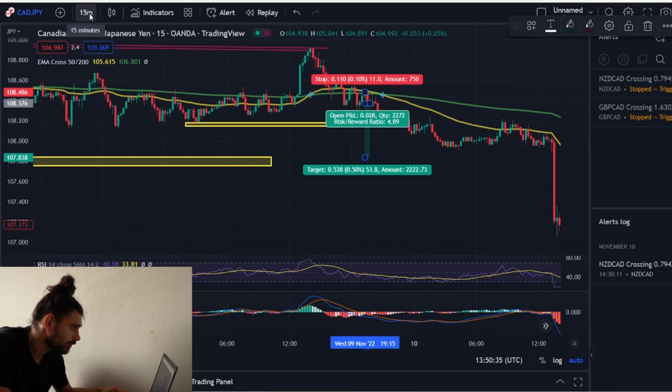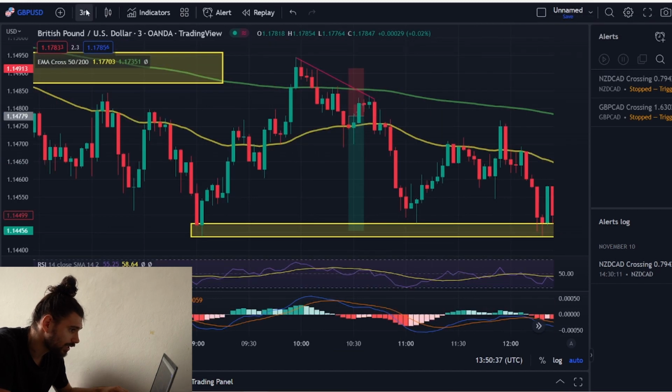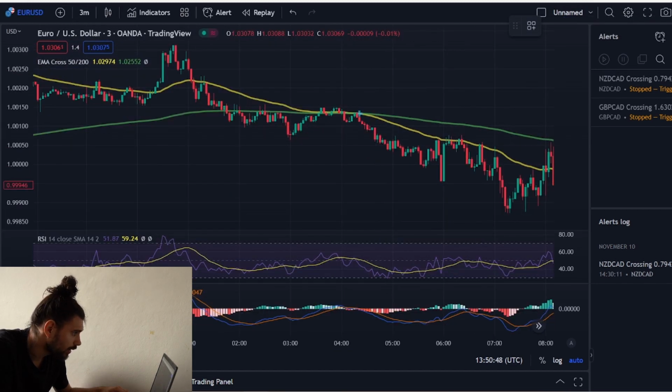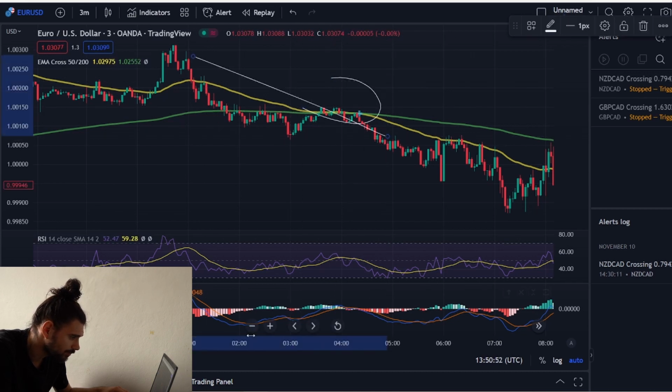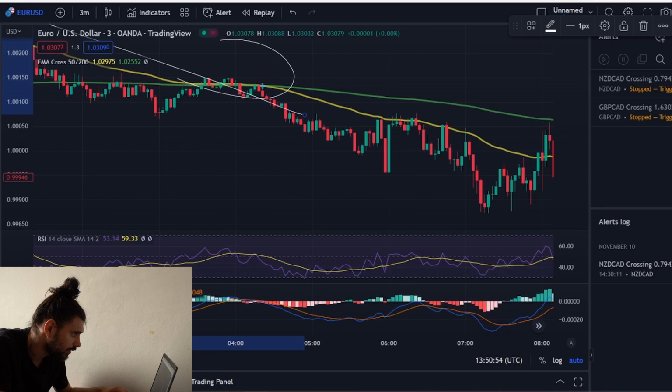So I'm going to show you now an example that I don't want to take. So here again, market break below the 200 EMA. Now looking for my retest. Let's see what the market does here.